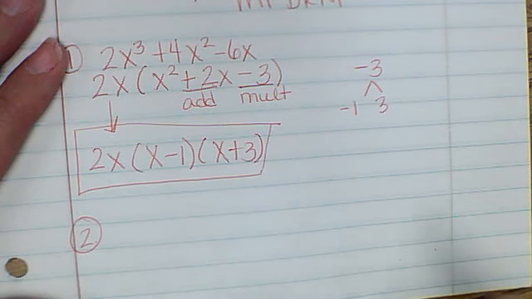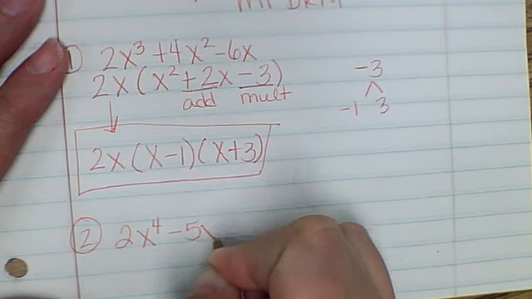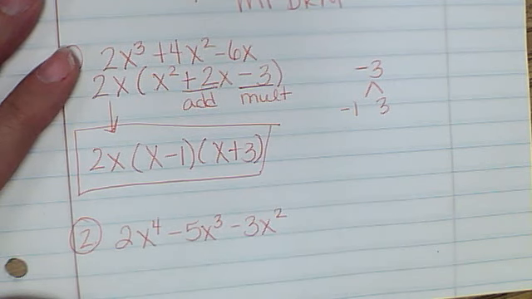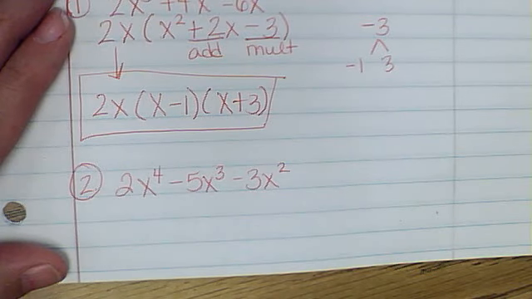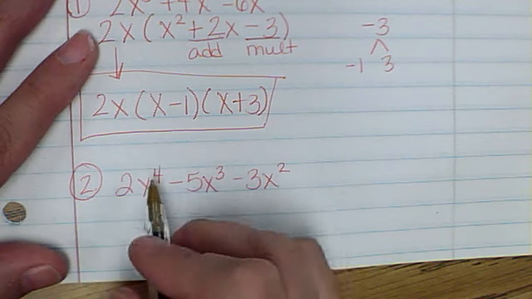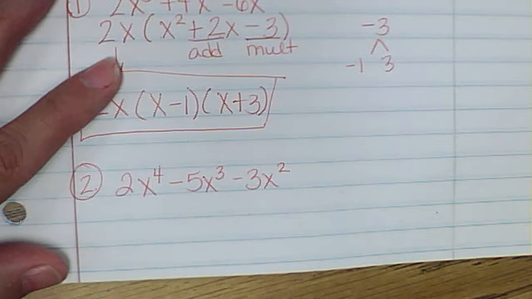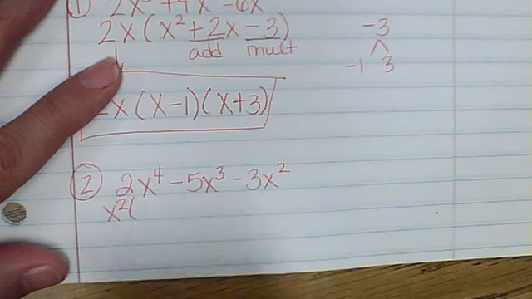So let's look at another one, number 2. 2x to the 4th minus 5x to the 3rd minus 3x squared. Look at your numbers first. 2, 5, and 3. Is there a number that goes into 2, 5, and 3? No, there's not a number that goes into all three of those. So we ignore the numbers and work on our x's. X to the 4th, x to the 3rd, and x squared. What can we pull out of all of those? X squared.